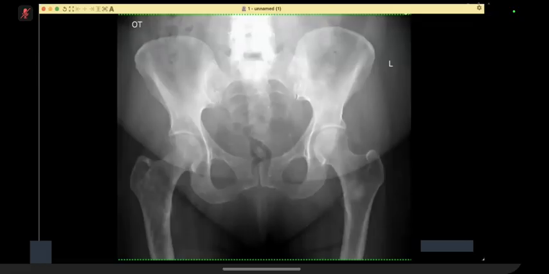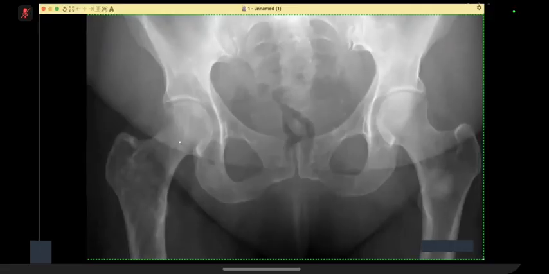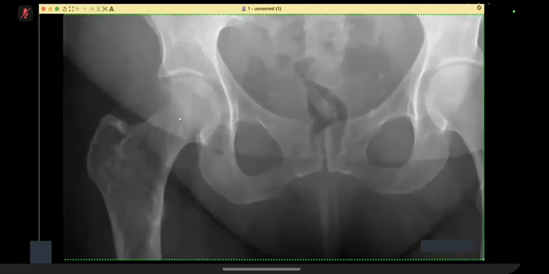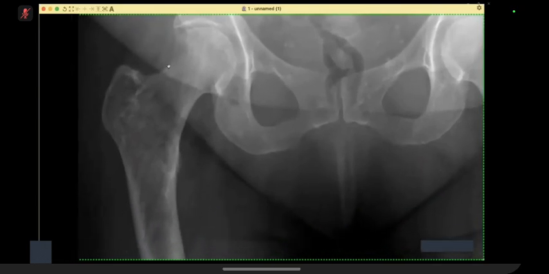There is no obvious soft tissue. I think it's a wide zone of transition. I'm not sure if there is a soft tissue component outside. I can't see a soft tissue component. This is a mature skeleton patient. So I think this is an aggressive lesion.